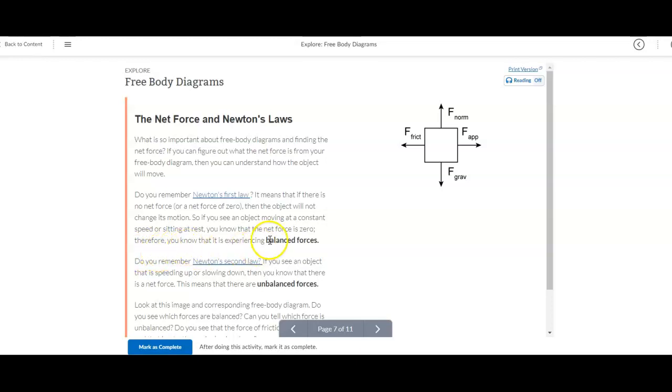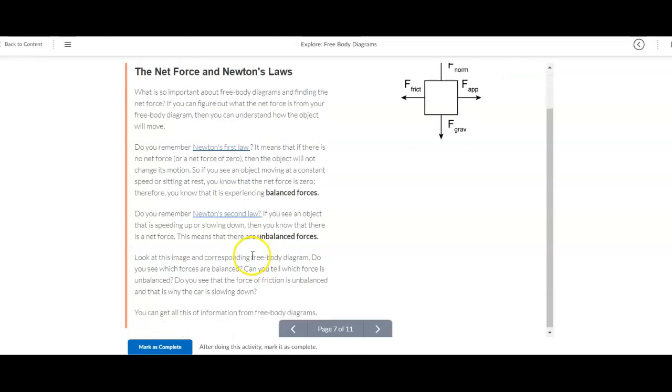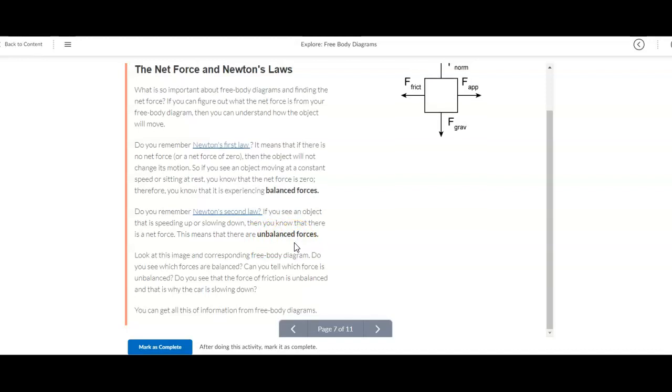So that might be something noteworthy for you. And then do you remember the second law? This is force equals mass times acceleration. So if you see an object that is speeding up or slowing down, then you know that there is a net force. And that means that they are unbalanced. So that one may make a little more sense if you're trying to visualize that.